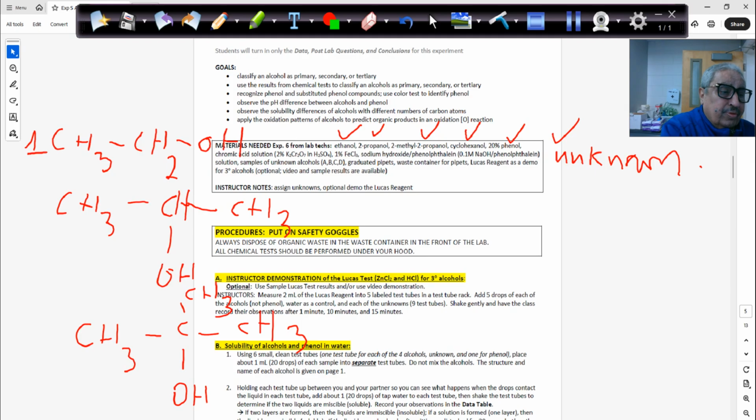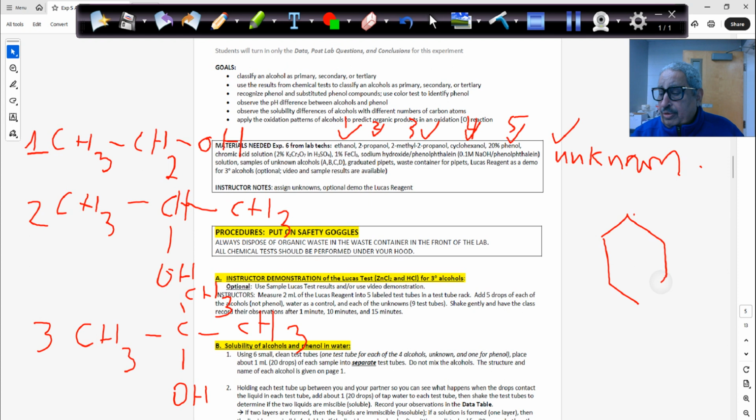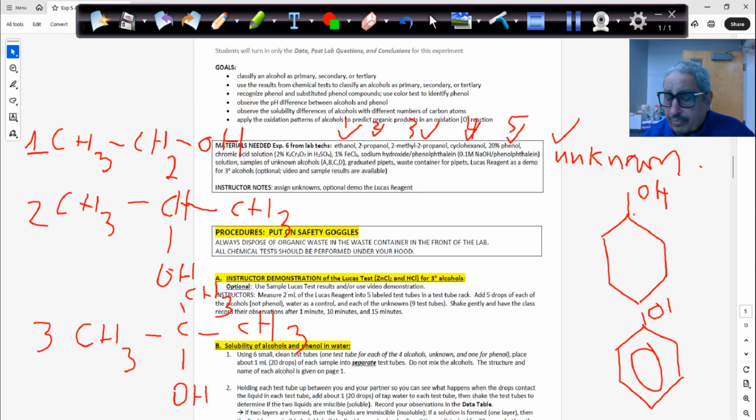This is number 1. Number 2, again, 1, 2, 3. Now number 4, and this is number 5. So number 4 is cyclohexanol without the ring, so without the loop. This is OH. And the phenol is with the loop. So this is 4, this is 5. And then number 6 is your unknown.